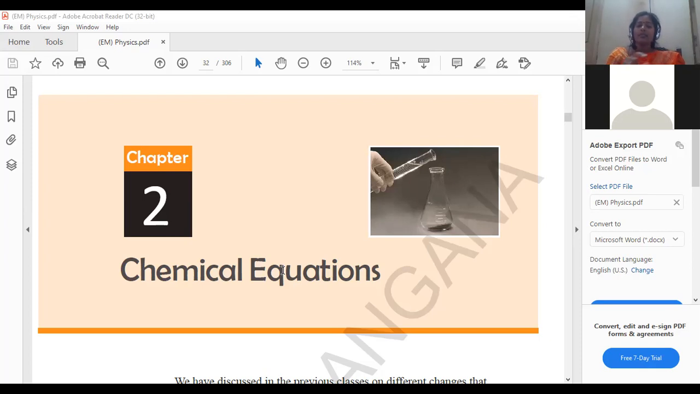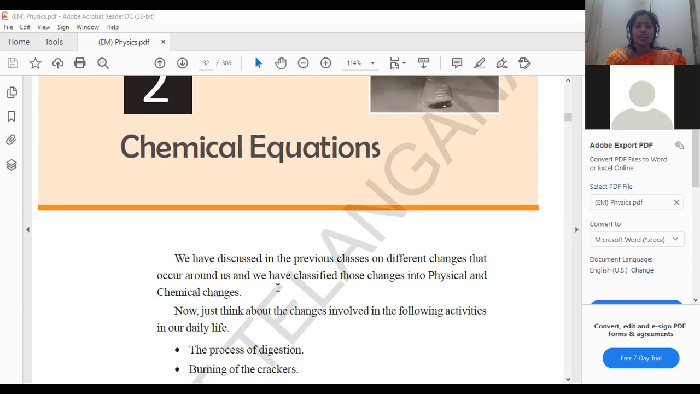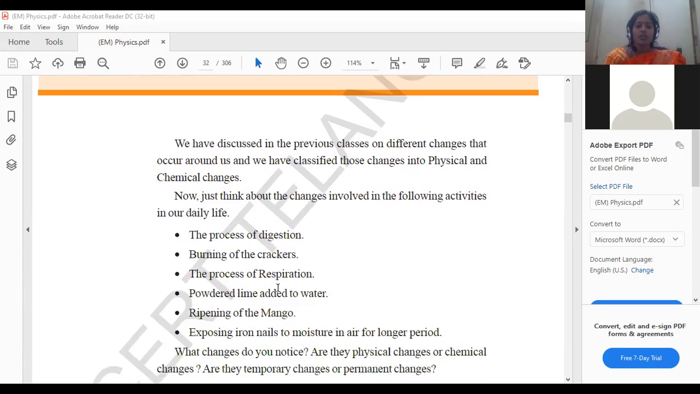Within a single line, we can represent entire information about how the reactants get converted into products. That is well explained by chemical equations. Now, let us see the introduction to these chemical equations. So many natural processes and also some man-made operations are possible around us. We can notice so many types of chemical reactions which are carried out in our day-to-day life.